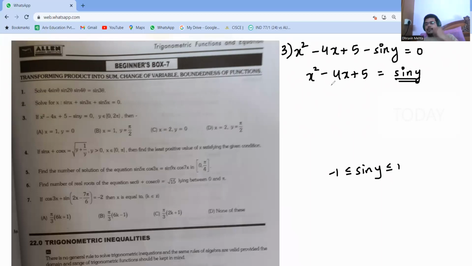We can just create a perfect square. See, we have x square minus 4x. I'll write 5 as 4 plus 1. So, do you agree with me, guys? This will be x minus 2 the whole square plus 1.